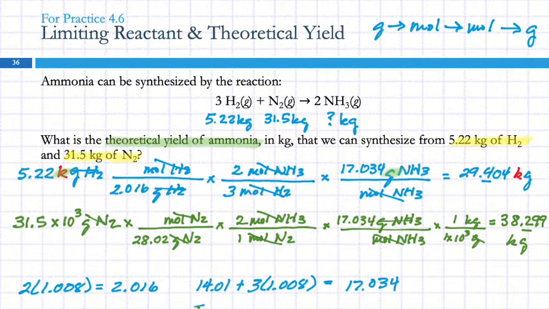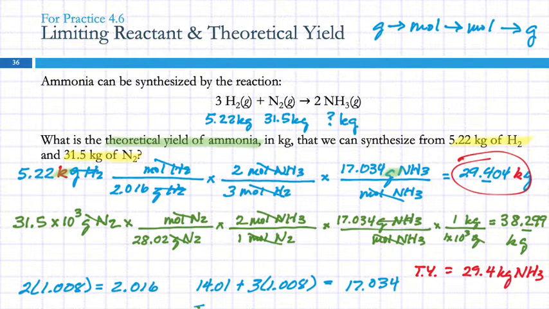So what is our theoretical yield? Which is smaller, 29 or 38? 29 is smaller. So this is our theoretical yield, and so we're going to say the theoretical yield equals 29.4 kilograms of ammonia. Any questions?